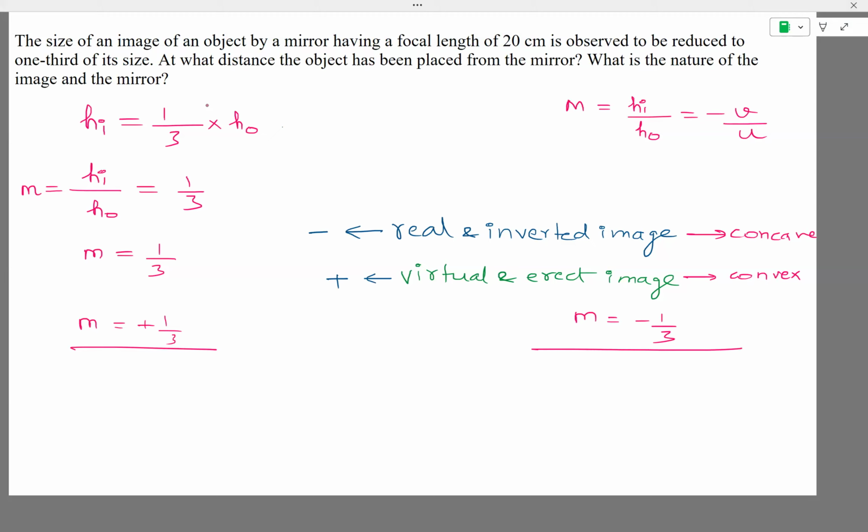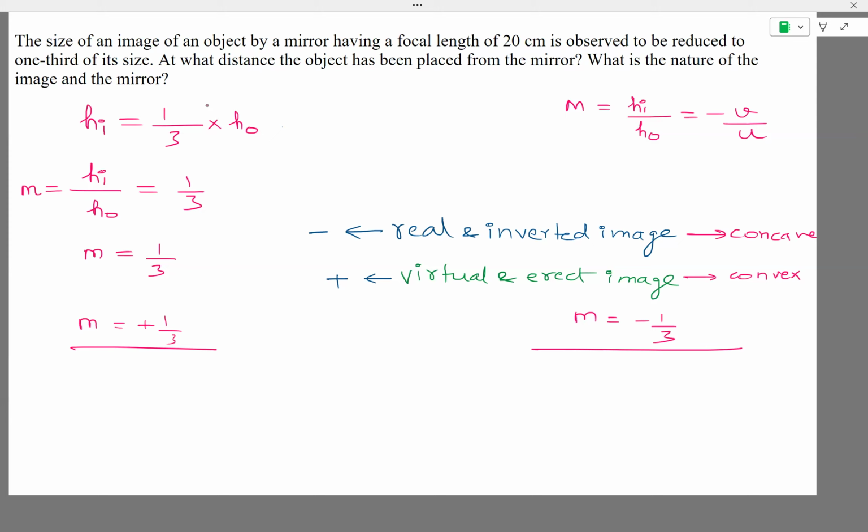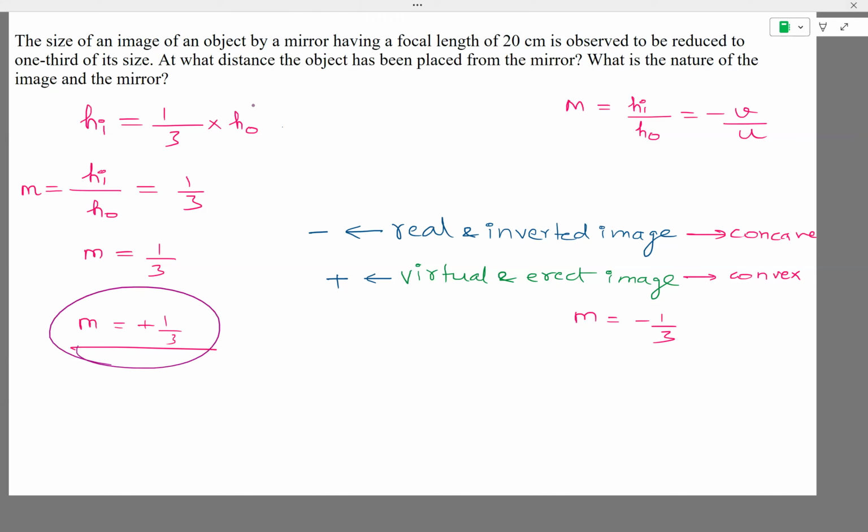So let's actually take this particular case where magnification is plus 1/3. And when is that possible? When it is a convex mirror which is forming a virtual and erect image which is diminished. Okay. So let's take this case. Now you have to remember, which mirror are we taking?